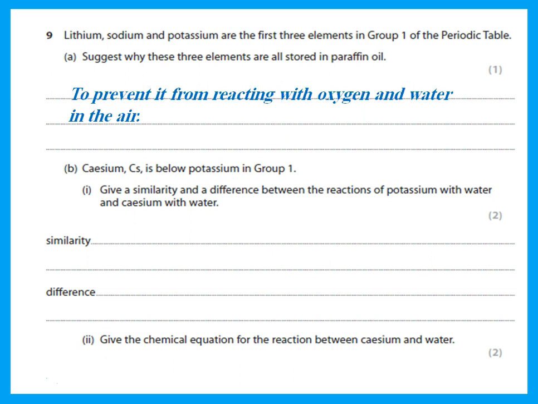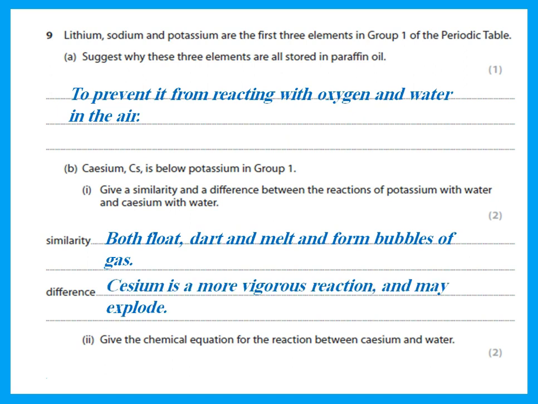Now, cesium is below potassium. Give a similarity and a difference between the reactions of potassium with water and cesium with water. You should know which of these is more reactive. It is the cesium. So both of them, because they're in group 1, will float, dart, melt, and both of them would form bubbles of gas, but the difference is cesium is more vigorous and it may explode.